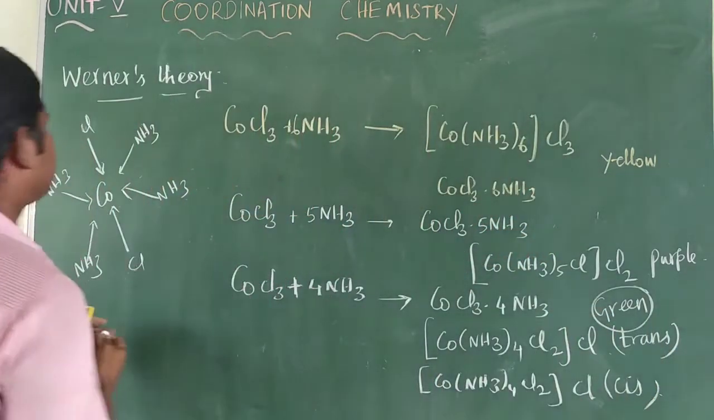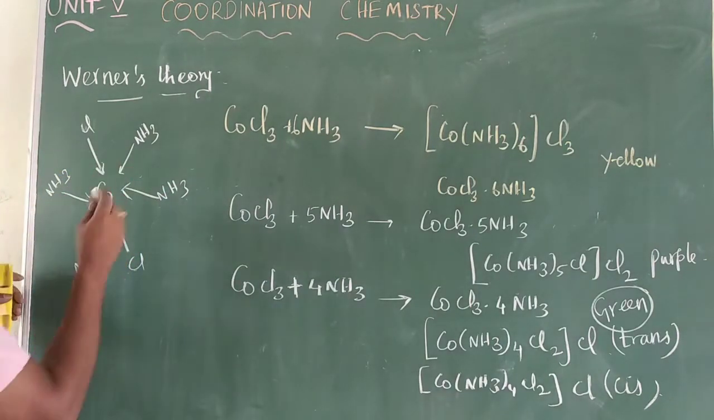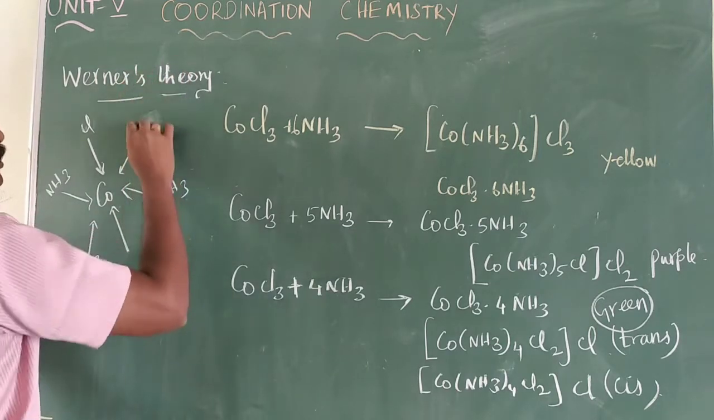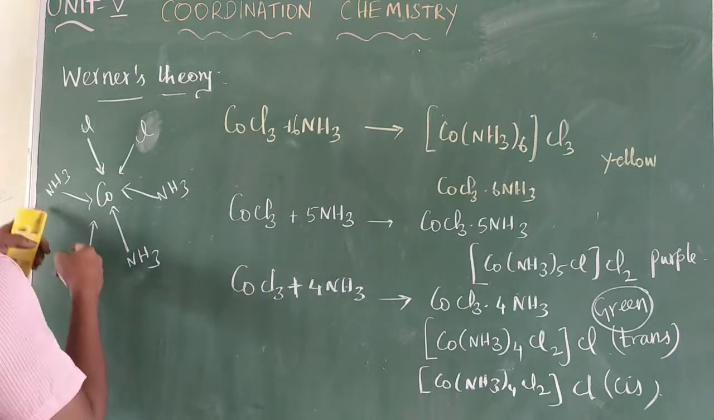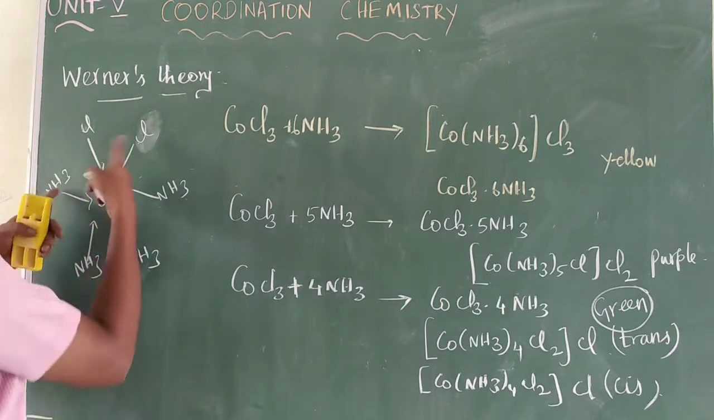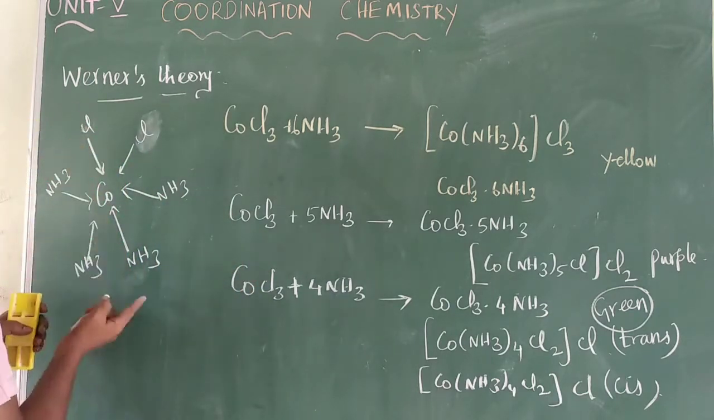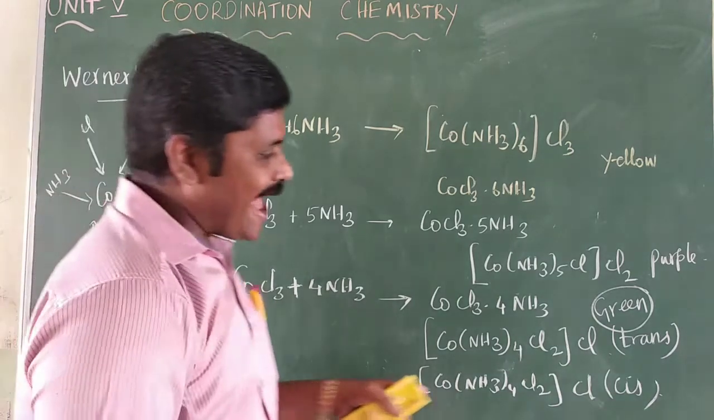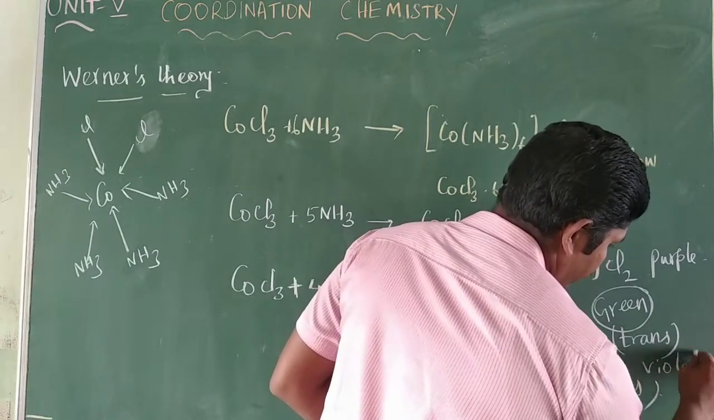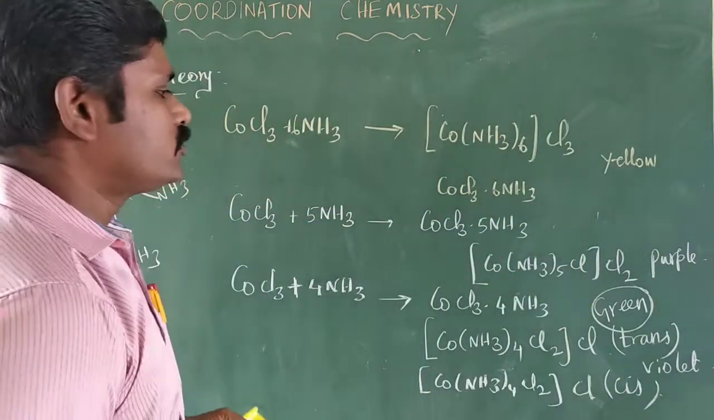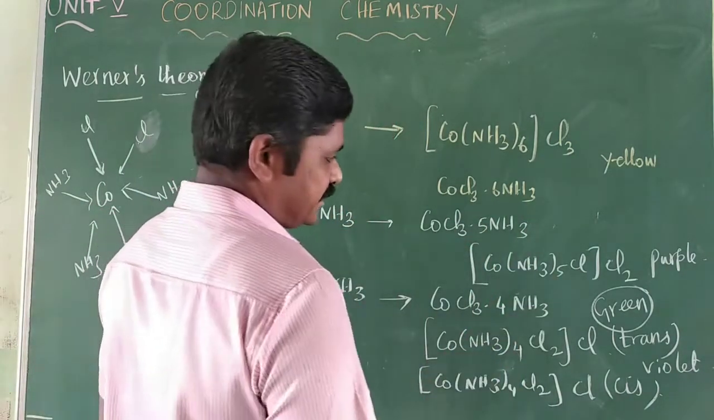And cis, the similar groups present on the same side. Cl and NH3, it is a cis complex. So in cis, the same group is present on the same side. In trans, the similar group is present on the opposite side. So the trans is green in color and cis is violet in color. So all the complexes have different properties also.